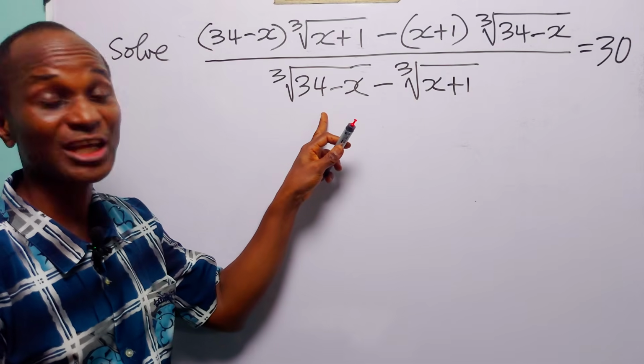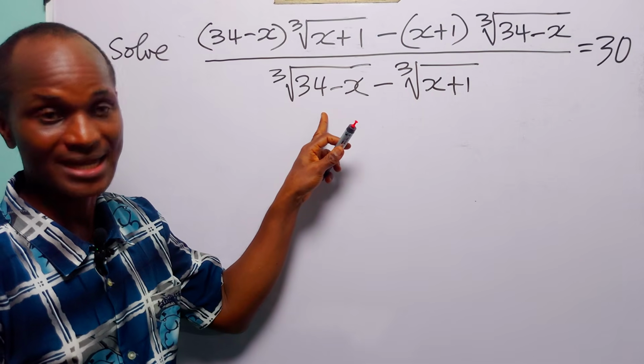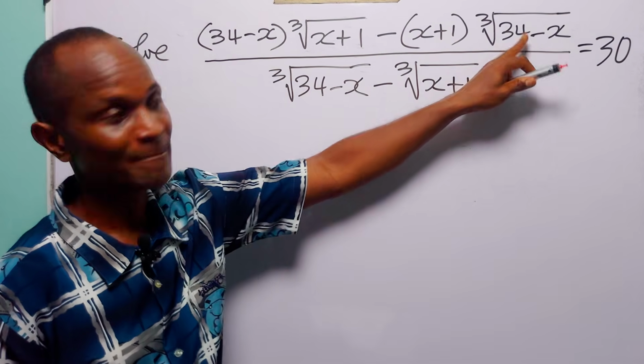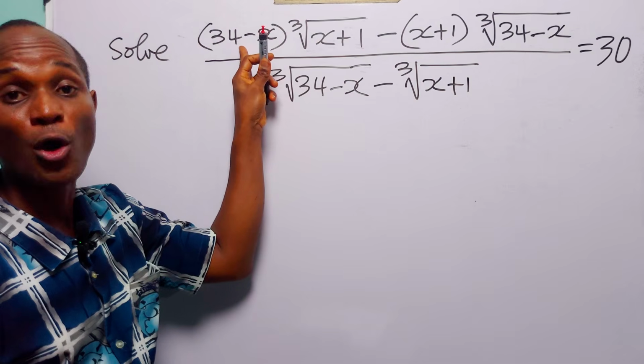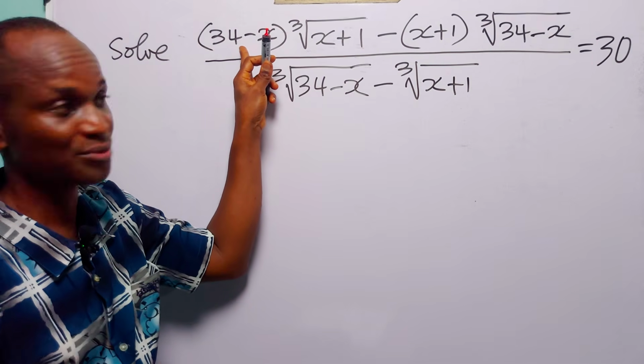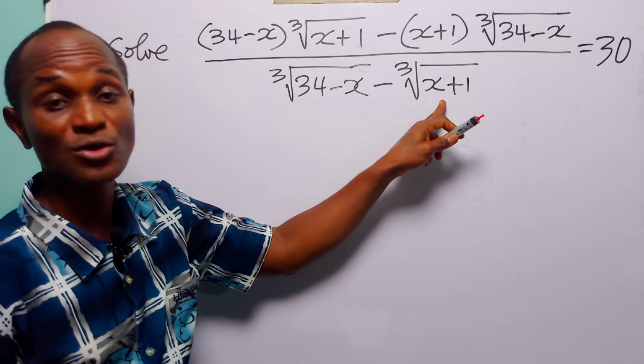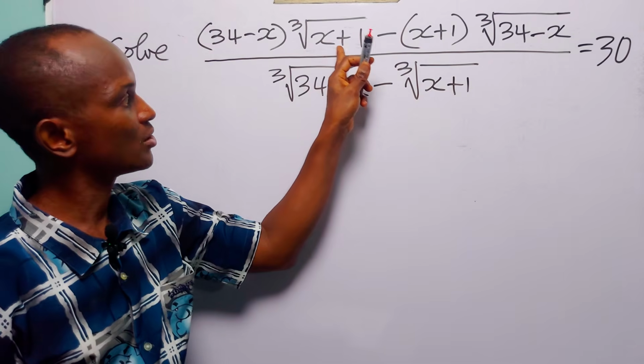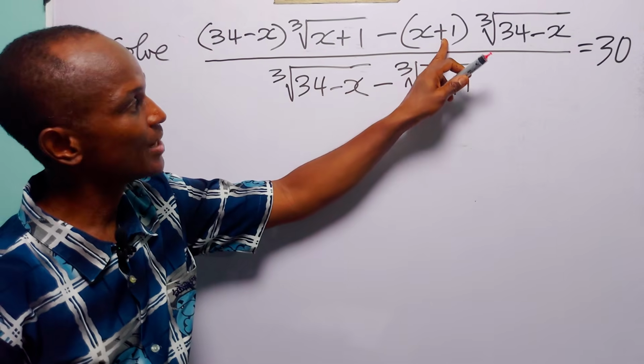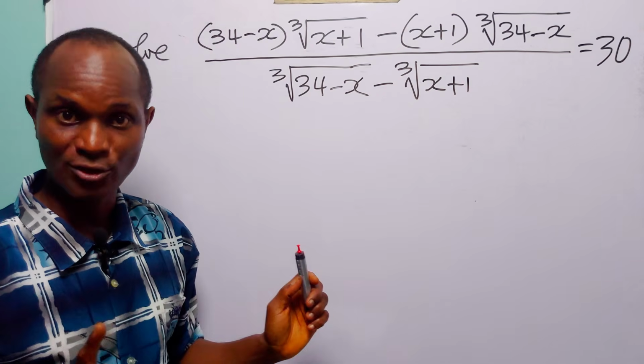This equation is much easier than it looks. Notice that here we have the cube root of 34 minus x. We also have it here. Then here we have 34 minus x without the cube root. Here we have the cube root of x plus 1. We also have it here. Now here we have x plus 1 without the cube root.